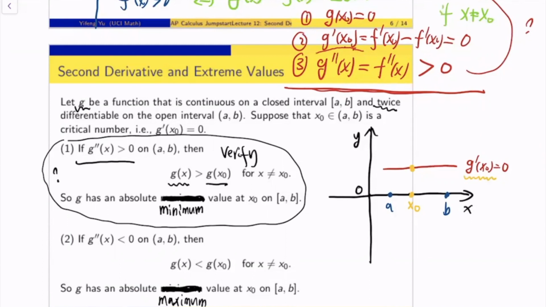First of all, we know the second derivative is the derivative of the first derivative, and it's always positive. From a previous lecture, we know that if the derivative of a function is always positive, the function is strictly increasing. So this tells us the derivative of g is strictly increasing.